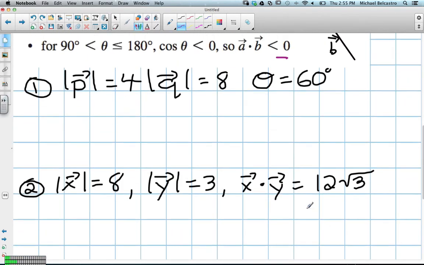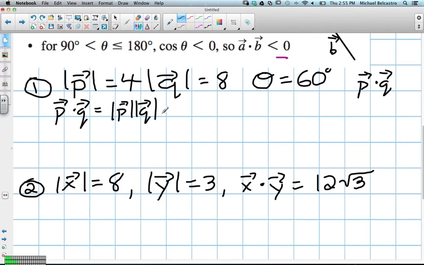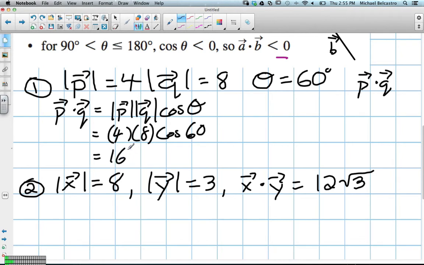So our very first question is that the magnitude of P is 4, and the magnitude of Q is 8. And if theta, being the angle between the two vectors, is 60, they want us to find the dot product of P and Q. Well, according to our formula, P dot Q is equal to the magnitude of P times the magnitude of Q times cos theta, theta being the angle between them. So we have 4 by 8 by cos 60. Anyone know what the value is? 16. Great. So the dot product is a scalar. It's just 16. Okay? That's it. There's nothing else to it.